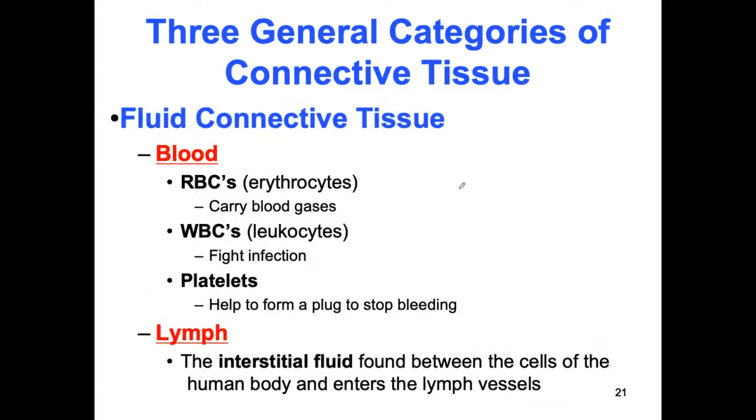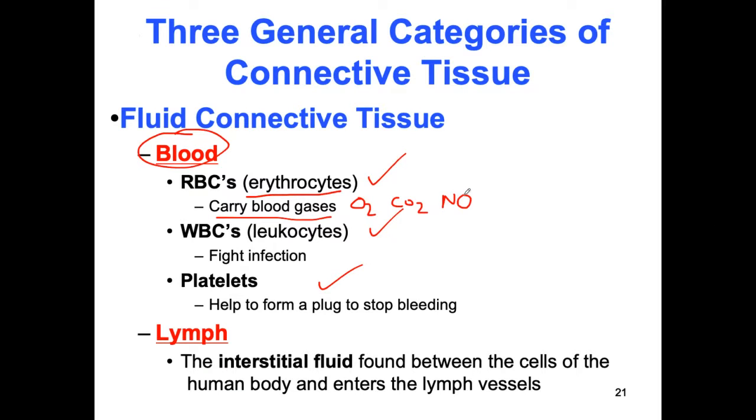Okay. All right. Let's look at fluid connective tissue. When we look at fluid connective tissue, we're thinking blood primarily. And blood, we have red blood cells, we have white blood cells, and then we have platelets. Red blood cells are known as erythrocytes. Their primary job is to carry oxygen, whether it's O2 or whether it's carbon dioxide, CO2, or whether it's nitric oxide.